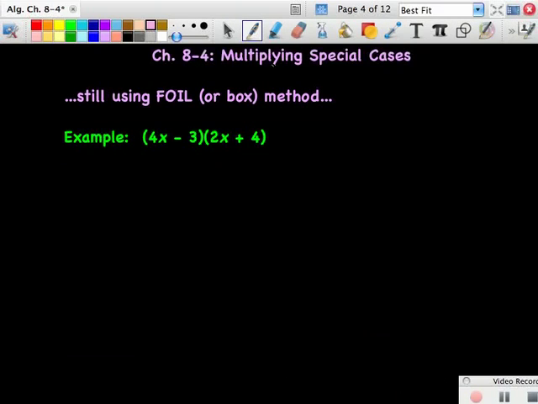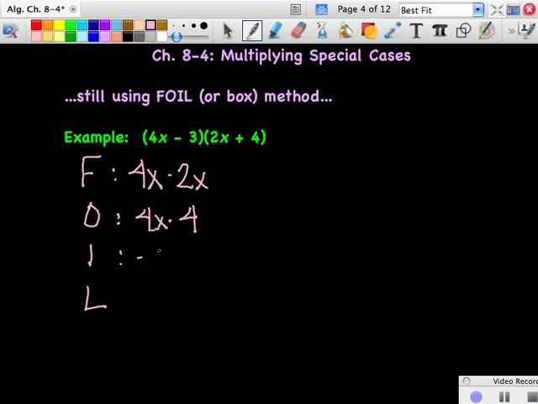into section 4, multiplying special cases. Woohoo! We are still using the FOIL method or box method. Same thing. So you remember doing FOIL, right? F-O-I-L. First means first in each set, 4x times 2x. O, outer, which means outside of the whole thing. Inner, inside of the whole thing. And then last term in each set of parentheses.